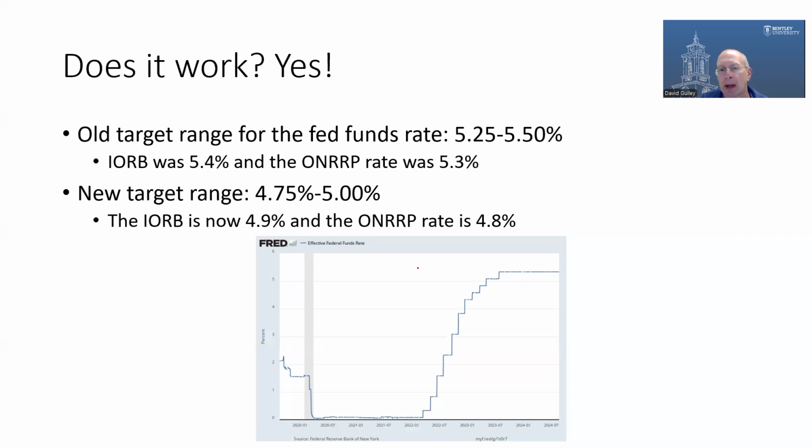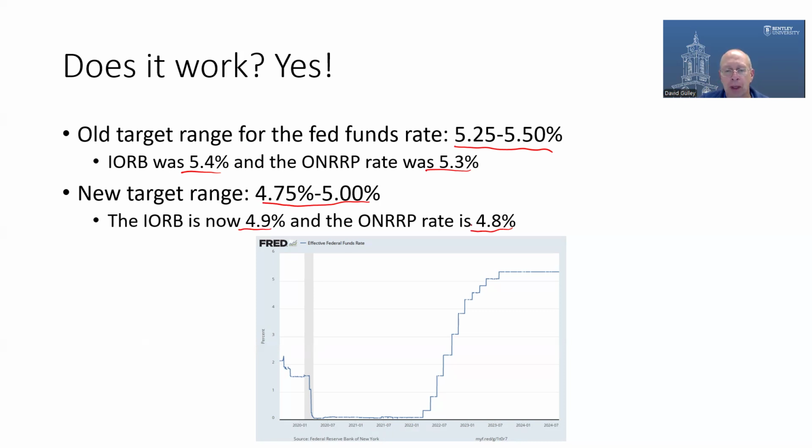So how well does this mechanism work? Well, our old target range for the federal funds rate was 5.25% to 5.5%, and to operationalize that, they had an IORB of 5.4% and an ONRRP of 5.3%. Their new target range is a half a percentage point lower. And so as noted, they've lowered the IORB and ONRRP by half a percentage point each.